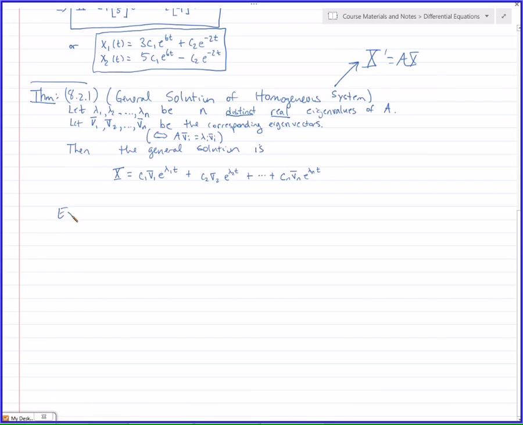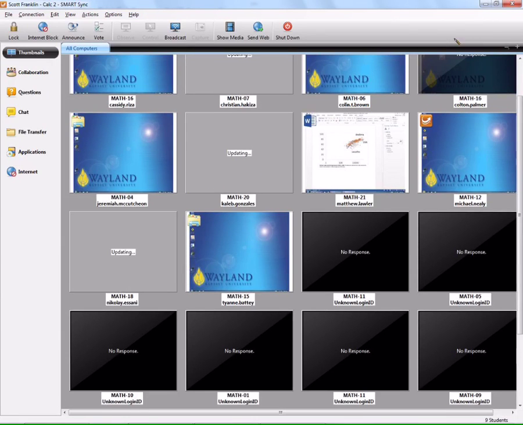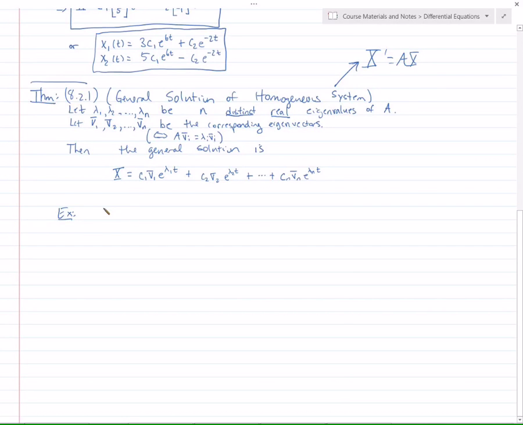Okay, so let's try one on your own. I'm going to just give you a system. I'm going to unlock your computers. I want you to go in and grab the eigenvalues from Maple, or from Wolfram Alpha, and give me the solution. I'm going to stop broadcasting in 3, 2, 1. All right, go back up here. Here's the problem. dx/dt is 2x plus 3y, and dy/dt is 2x plus y. Go find me the solution.